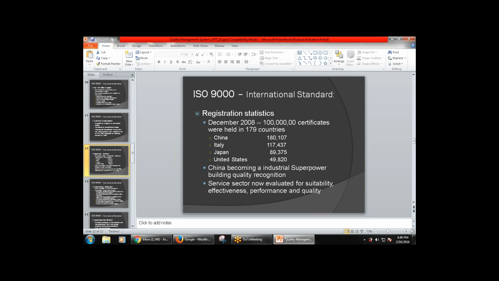Then the service sector is now evaluated for suitability, effectiveness, performance, and quality. That means every service sector is now evaluated for suitability. There is suitability, there is effectiveness, there is performance, and there is quality. So these are the four parts available for the evaluation, and that is a part of the service sector.